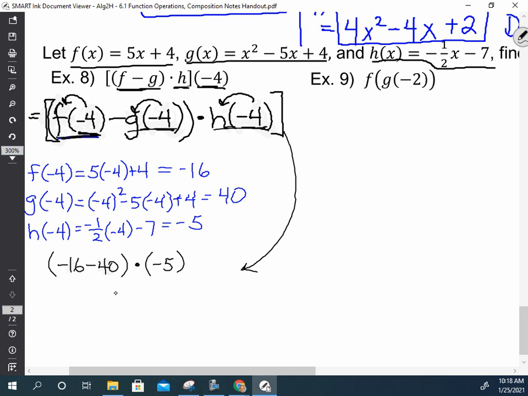So from there, this is just a simple order of operations problem. Negative 16 minus 40 is negative 56. Negative 56 times negative 5 is 280. That's the end of the problem.